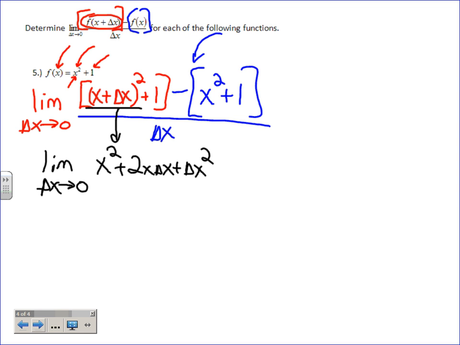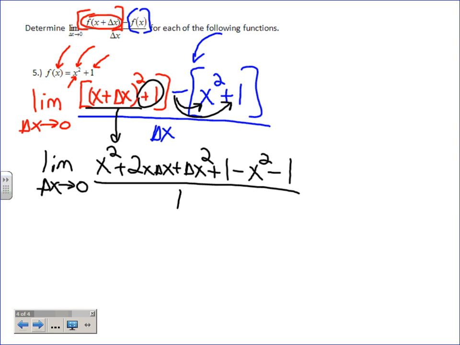So now what's next? Plus 1, right here. If I were you, this would be a really good time to distribute that negative, if that's okay with everyone else. So I take basically minus x squared and, careful, minus 1, if you distribute the negative, right? I sure hope they do. Somebody just said they cross off. I sure hope so, because everything that doesn't have a delta x attached to it is going to cross off. What happened before? Everything that didn't have a delta x attached to it went away, right?